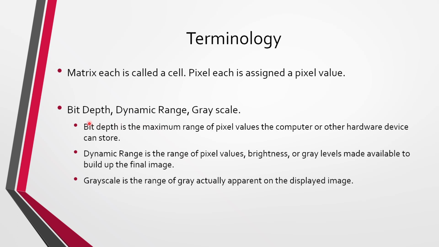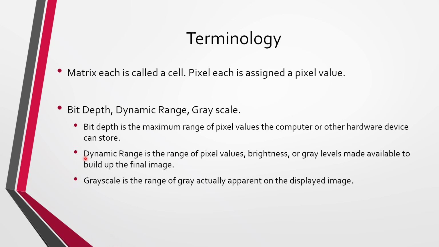The pixel value is assigned by the bit depth of the system. The bit depth is the maximum range of pixel values the computer or other hardware devices can store. Typically for radiology, it's 2 to the 14th, which is 16,000 or so. So it could have 16,000 different values for each cell.